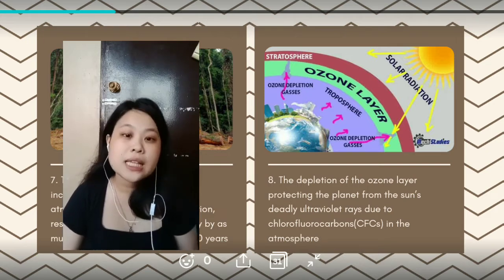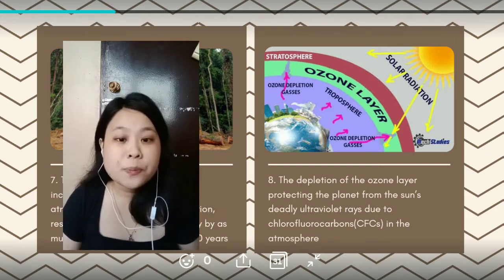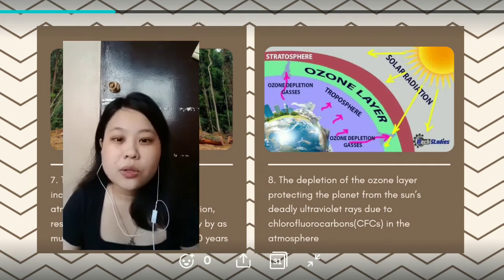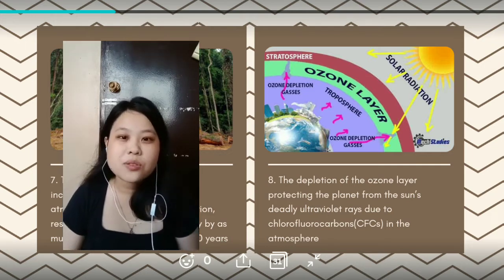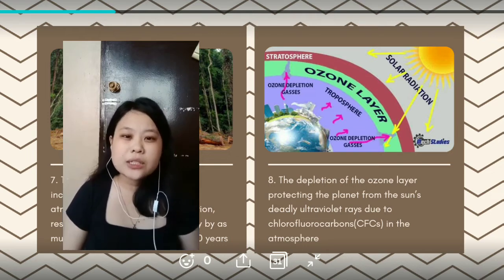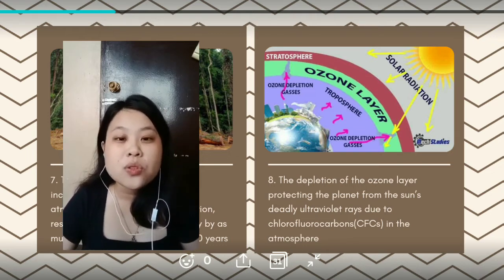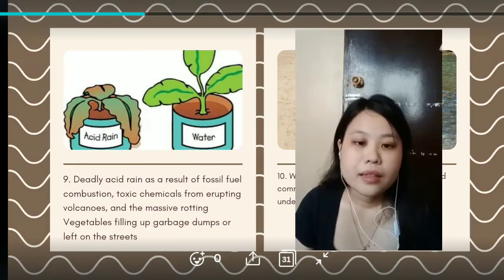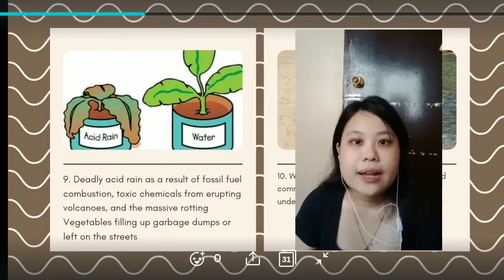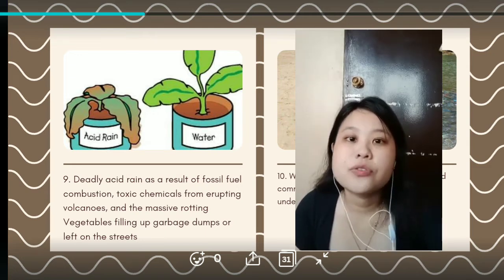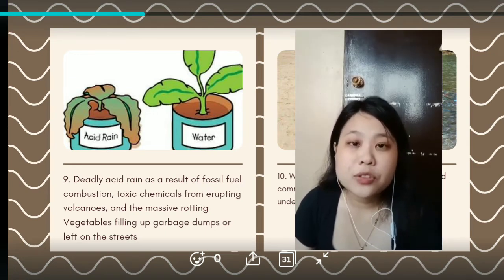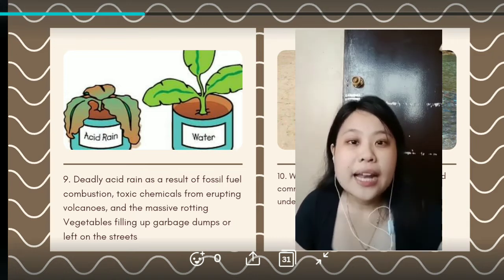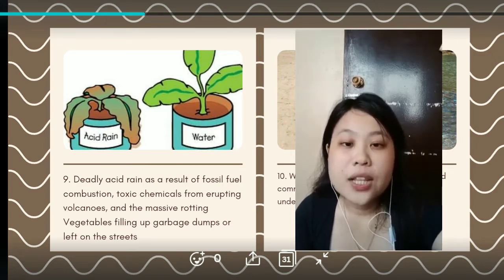not very good because it can cause a lot of diseases for us people. So usa na ana is pwede ta magkasakit, magka-cancer sa ato panit, and also cataract as well. So maapektuhan sa atong mata. So dili lang na siya makaapekto sa mga tawo, but also to the plants and or any other living organisms in our environment. So the next problem that we have here is the deadly acid rain as a result of fossil fuel combustion, toxic chemicals from erupting volcanoes, and the massive rotting vegetables filling up garbage dumps and or left on the streets.